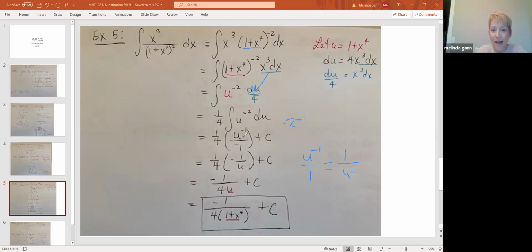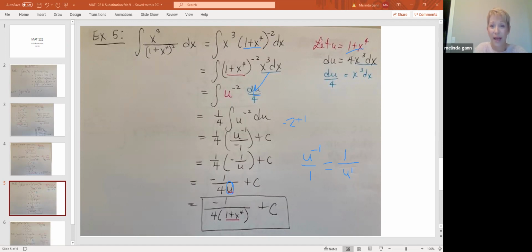And then when you divide something by a negative, it becomes a negative. So that's why that simplifies into that. And so I multiplied it out and got a negative 1 over 4u plus c. Remember, my last step is to substitute back. So I've got to take that u out, and in place, I've got to put that 1 plus x to the fourth. So that's why that's my final answer.